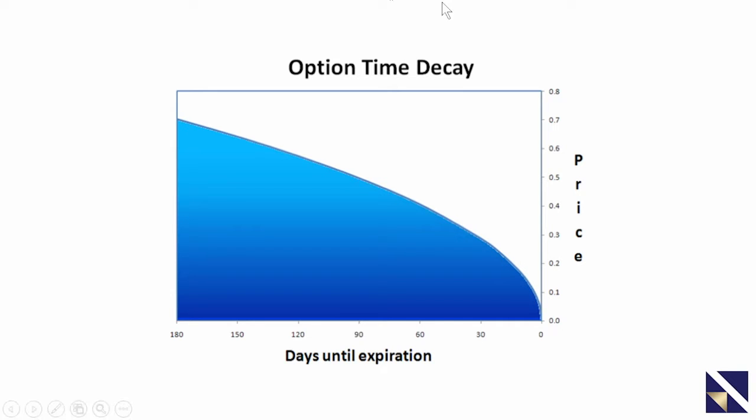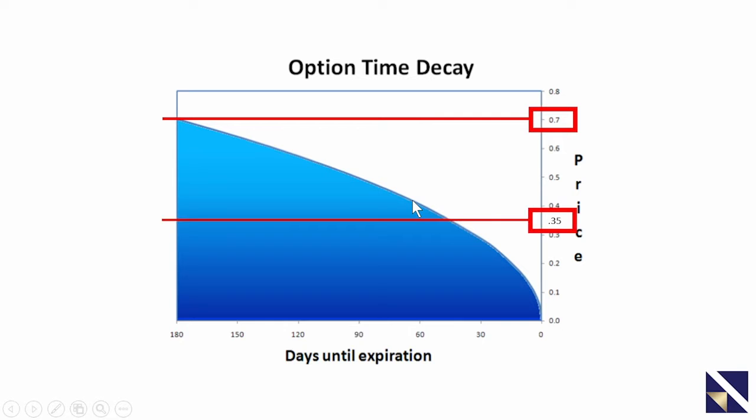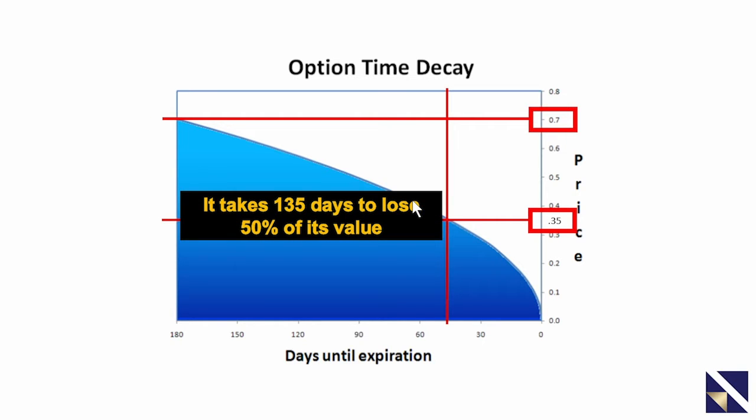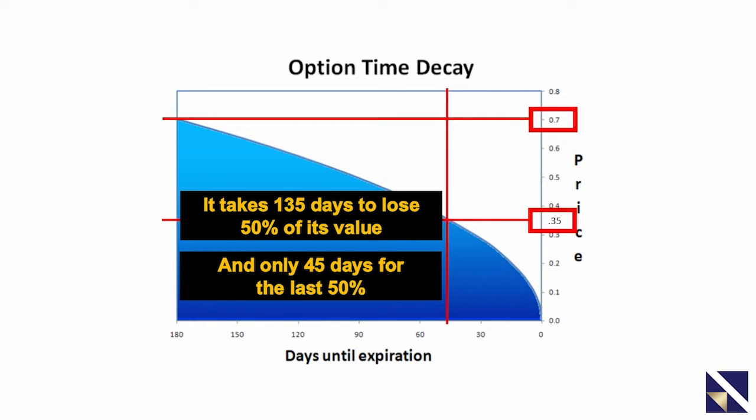So what you're seeing on this graph is a 180-day or a 6-month look. Six months away from expiration, this option has a value of 70 cents. As you can see, as you get closer and closer to expiration, it starts to go down dramatically. Well, it takes about 135 days for that option to lose 50% of its value. And in the last 45 days till expiration, it loses the remaining 50%.